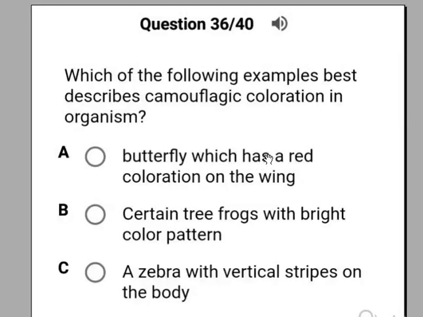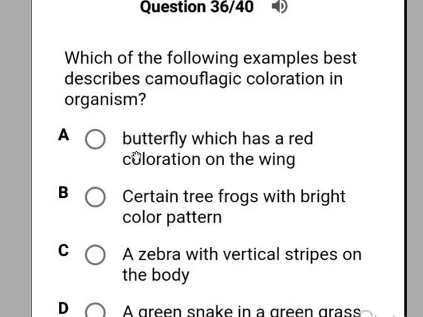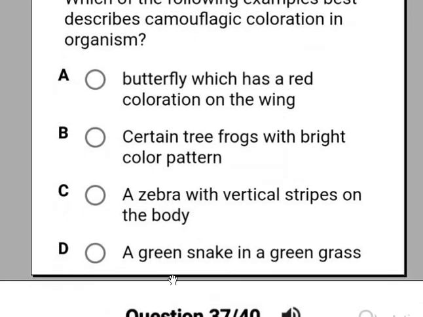Next question is 36. Question 36 says, which of the following examples best describes camouflage coloration in organisms? A. A butterfly which has a red coloration on the wing. B. A sedentary sprout with bright color patterns. C. A zebra with vertical stripes on the body. D. A green snake in green grass.